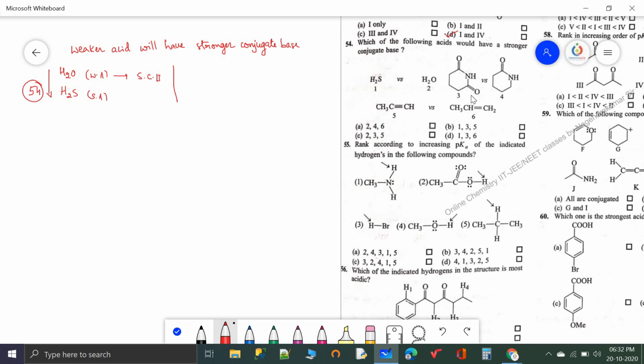And the second one is between these two molecules. Here the nitrogen is connected to two electron withdrawing groups, a C double bond O group here, and here also a C double bond O group. So they withdraw the electrons from the nitrogen, so that the nitrogen withdraws the electrons from the hydrogen. So hydrogen can be released easily. So it is a strong acid, so it will have the weak conjugate base.